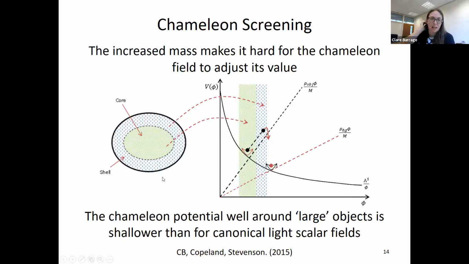And you can kind of see that, I think, here by saying that the forces arise because we can build up gradients in the potential. But what we're saying here is that deep inside the core of our object, the field can't move. We can't get a deeper and deeper potential because the field just gets trapped here. So there's a limit to how deep the potential can be, if you like. Because the field has become much more massive, we can't build up this extra potential. And so we get a shallower potential well around large, massive objects, and that suppresses our fifth force.